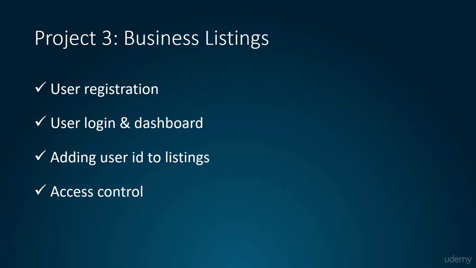So for business listings, we went ahead and added authentication. This was the first project we used Laravel authentication, so users could log in, they could register, see the dashboard. We also added user IDs to listings so that users could only manage their own listings. Okay, so we implemented some access control.